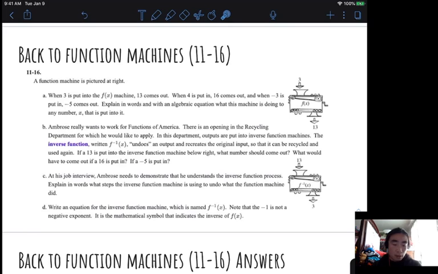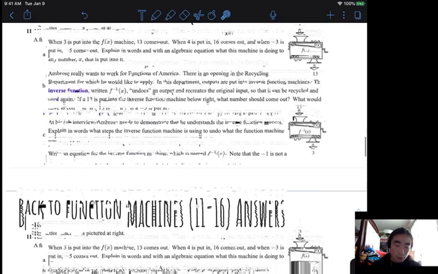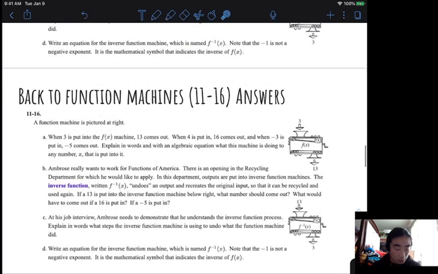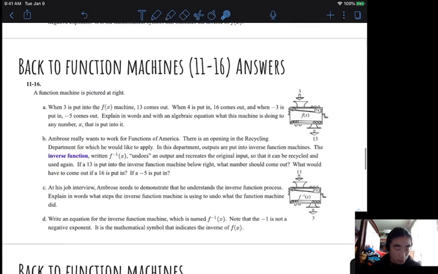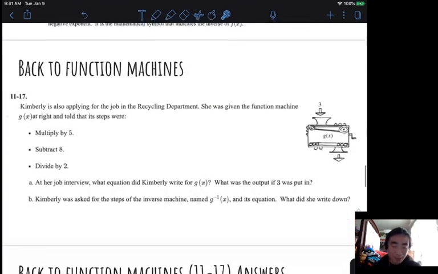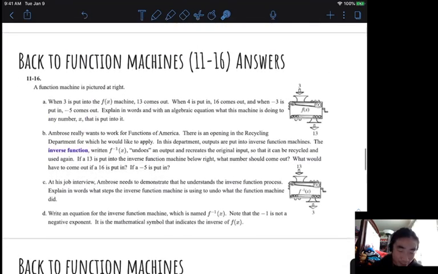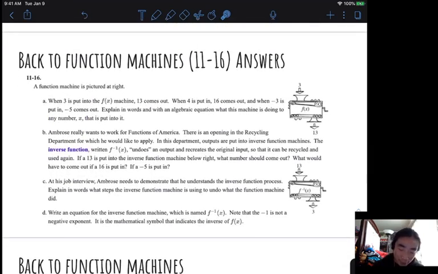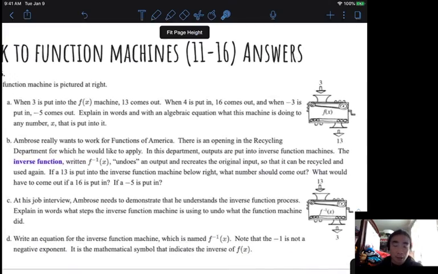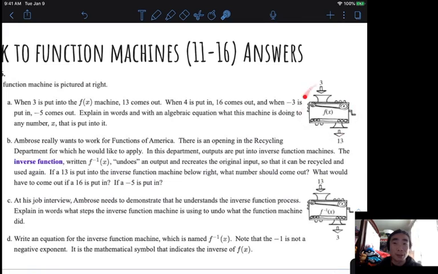So for part A, we have this function machine. I've left myself little room to write, so I guess I have to do it really small. Over here, there's our original function machine. We put in a 3, the function machine does something, and then it spits out a 13. When you put in a 4, the function machine performs those same steps, and it spits out 16. It gives us a third point. When we put in a -3, it spits out a -5.